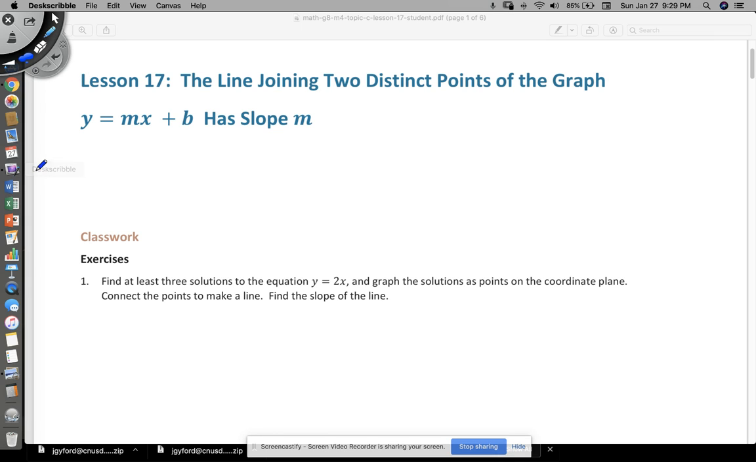All right, this is 8th grade, Module 4, Lesson 17. The line joining two distinct points on a graph. We're going to use this formula, y equals mx plus b. That is the slope formula. And as I've mentioned to you in the last two previous lessons, we're going to use the variable m to represent our slope. All right, so I'm going to move this up here.